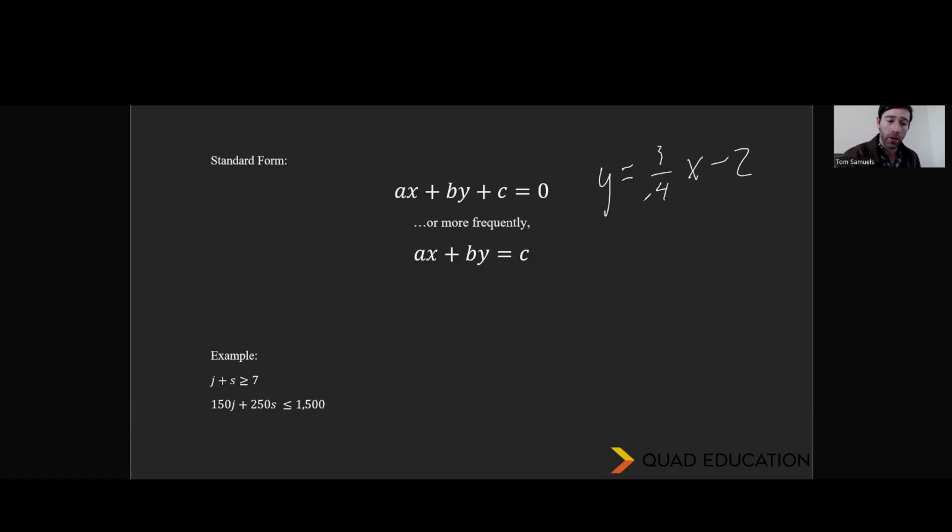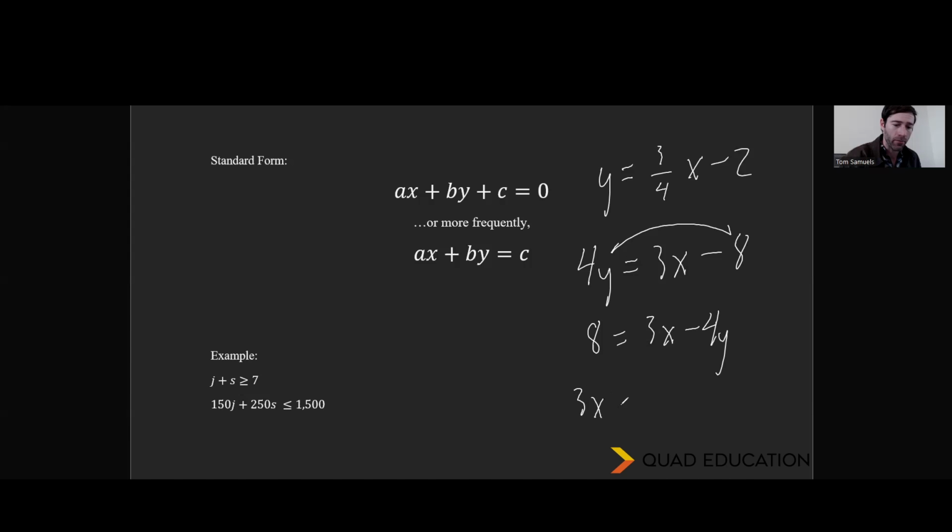And if we want to get to ax plus by equals c, what we'll do is first multiply by 4 because we don't have any fractions in standard form. So that's going to be 4y equals 3x, we're multiplying all the sides by 4, so that's going to be minus 8. Then we can just flip the 4y and the 8 here to get 8 equals 3x minus 4y. And then just for convention, we're going to write it the other way around, which is going to be 3x minus 4y equals 8. And there we go. It's the same thing, just the letters have been rearranged a bit.